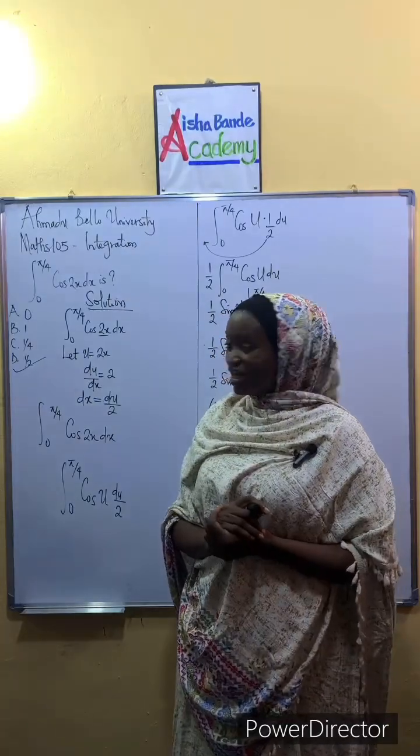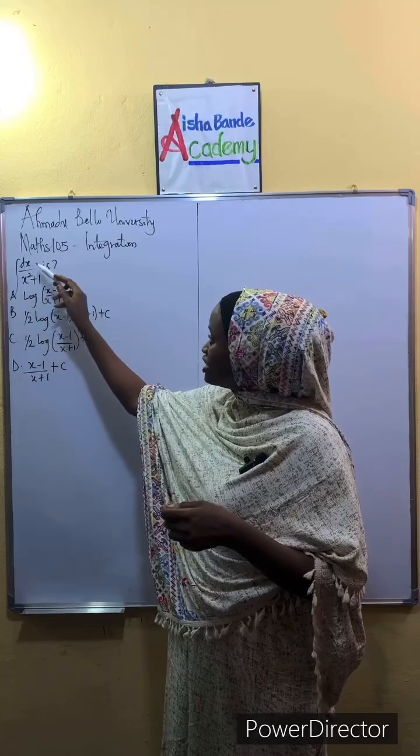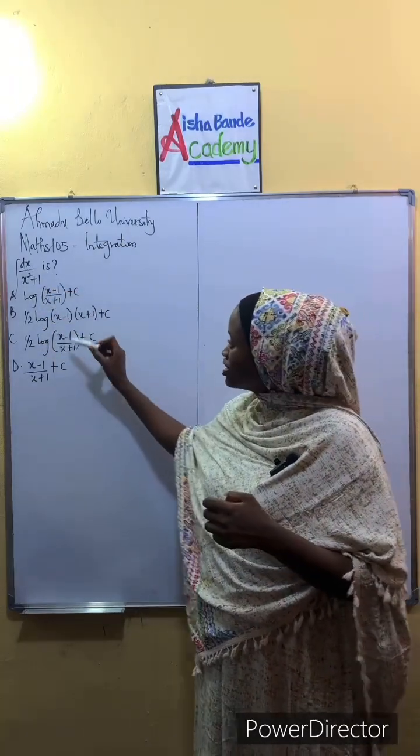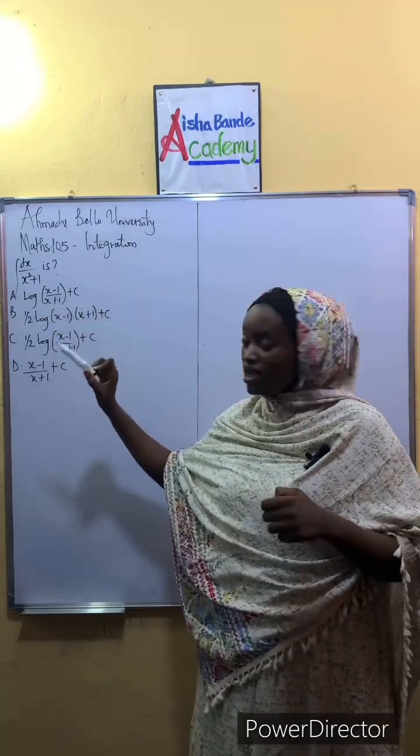Okay, so let's move on to the next question, which says that we should find the integral of x over x squared plus 1. So we have four options. The first option is log of (x minus 1) over (x plus 1) plus c.